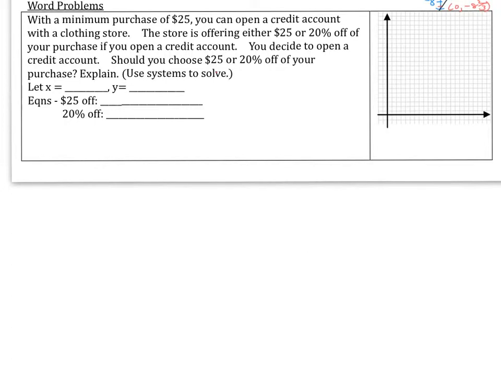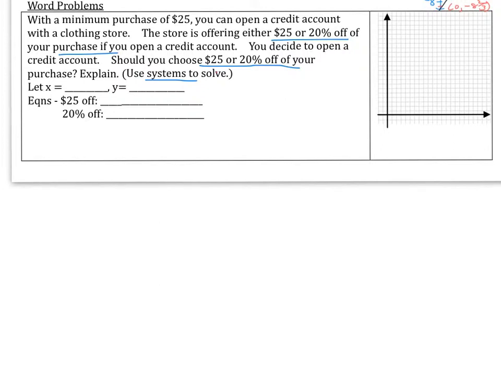Word problem. With a minimum purchase of $25, you can open a credit account with a clothing store. The store is offering $25 or 20% off of your purchase if you open a credit account. You decide to open a credit account. Should you choose $25 or 20% off of your purchase? Explain. So I'm going to use a system of equations to solve.